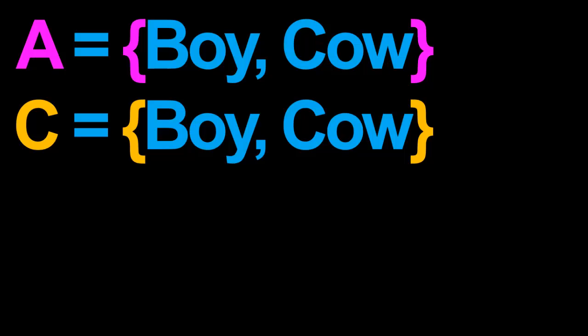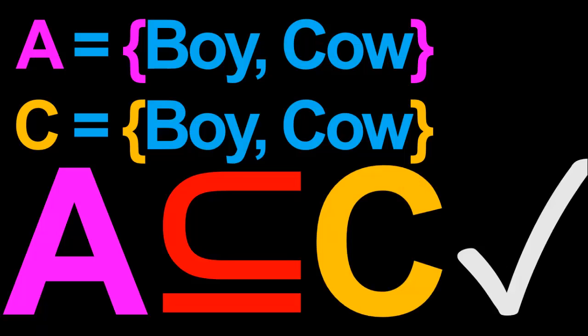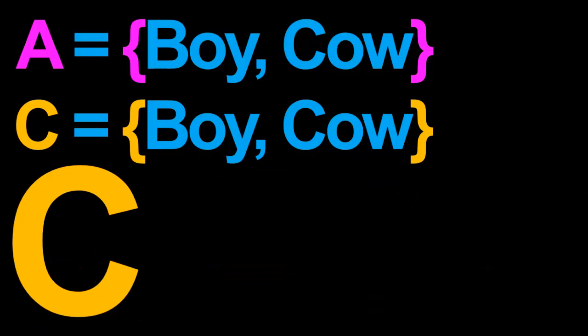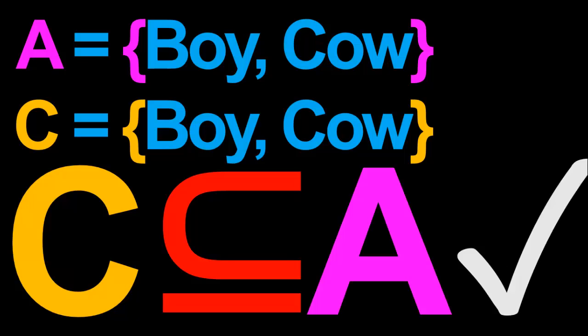True, false. So again, we have the set A, and now we're also going to add the set C, which also consists of boy and cow. Question, is A a subset of C? Yes, absolutely. Every element of A is also an element of C, so of course A is a subset of C. So similarly, we can ask, is C a subset of A? Again, of course it is, because every element of C is also an element of A.